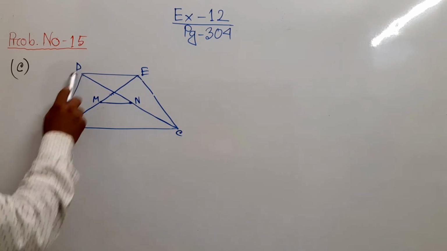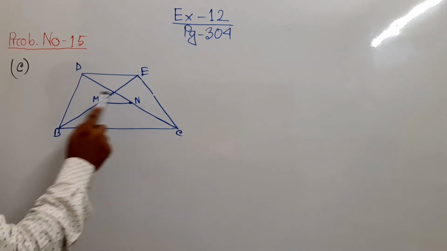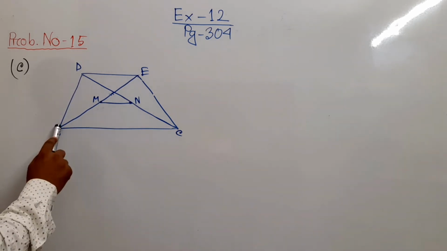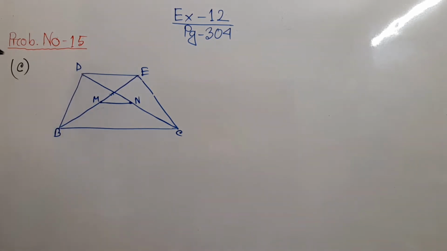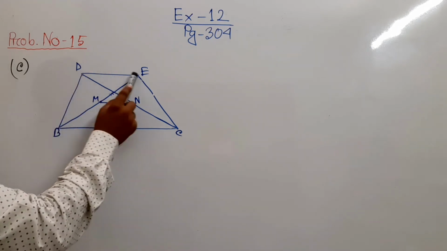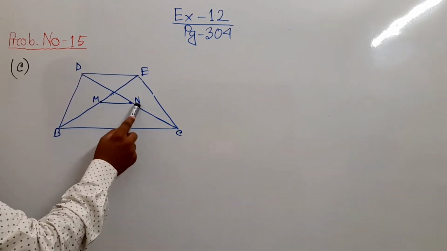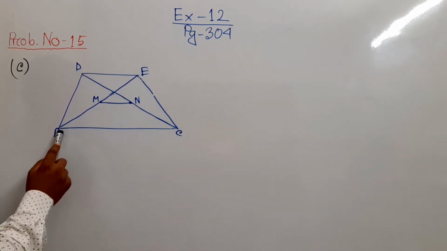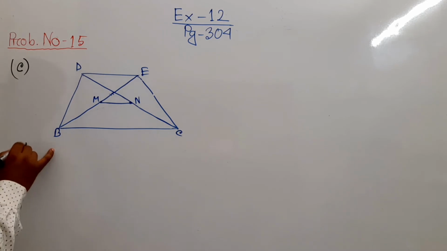Look, say DBCE is a trapezium, and M and N are the midpoints of the diagonals BE and CD. We will prove that MN is parallel to DE parallel to BC, and MN is equal to half into BC minus DE.